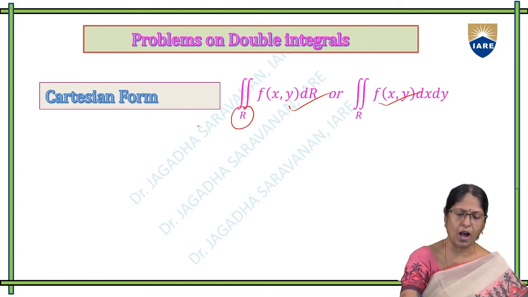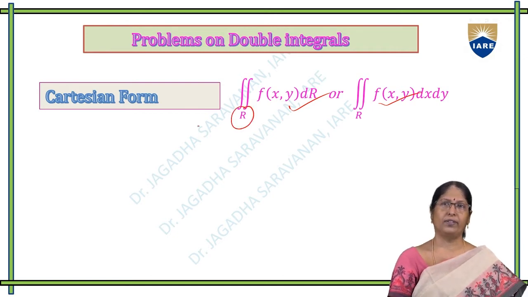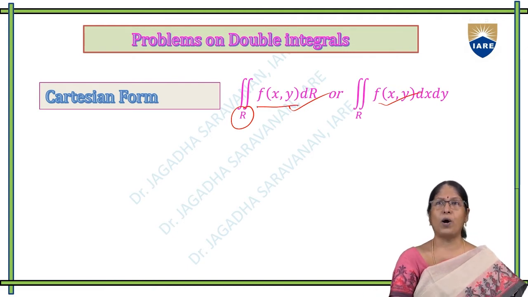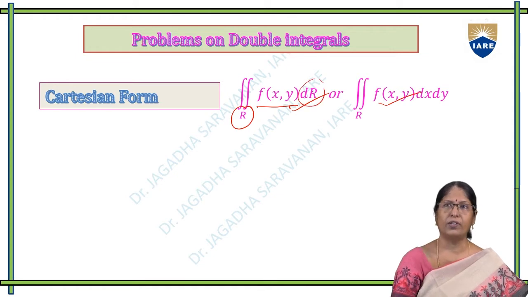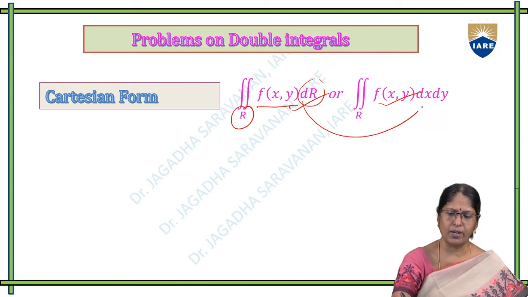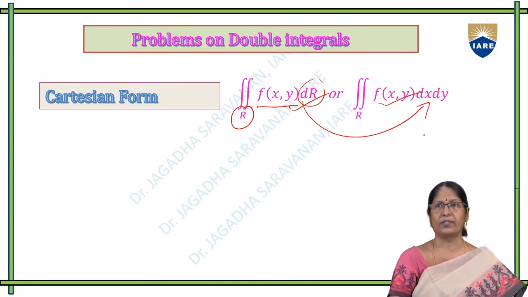The capital R represents the region. f of x comma y is a function in two variables x and y. The dR is the region, that is the area. If it is two-dimensional, it is written as dx dy.